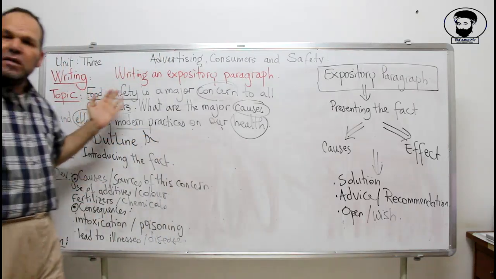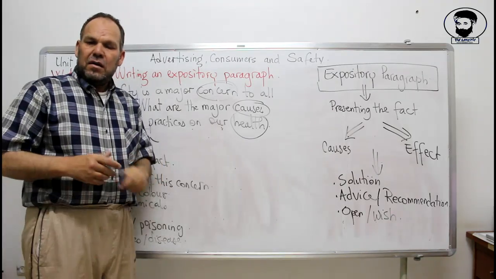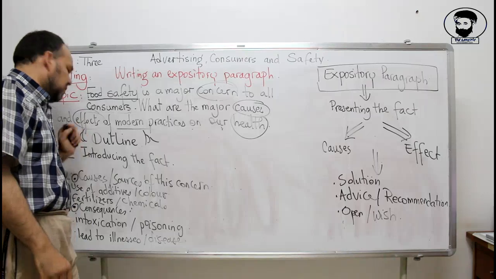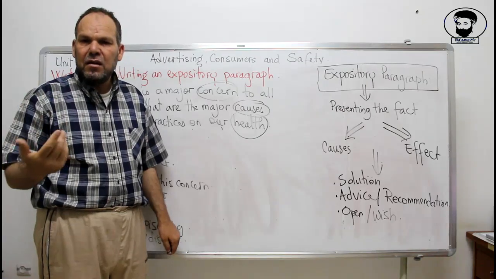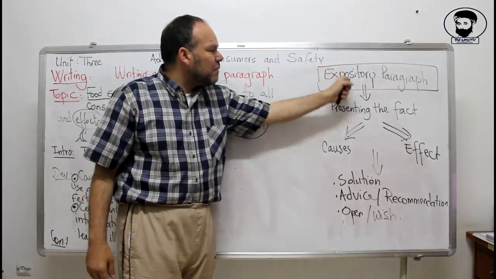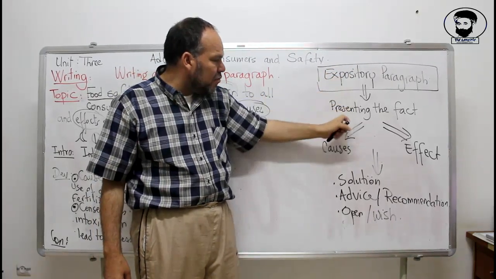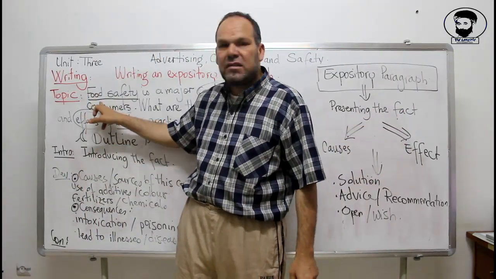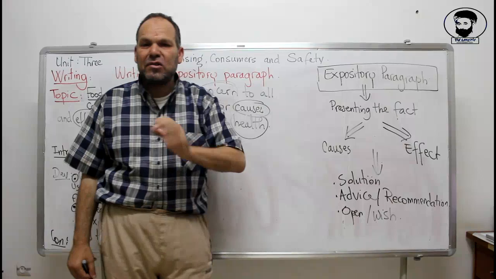Now, when you read the topic, you form an idea about what you are asked to write. Here we have the idea that they are asking us for the causes and effects. I've told you previously that when you are speaking about the cause and effect of something, you are writing an expository essay. Now, let's go to the expository paragraph. What is it? An expository paragraph is one in which we present a fact. What is this fact? For example, today this fact is food safety. Here we speak about presenting the facts of food safety. Another fact, for example, is corruption.